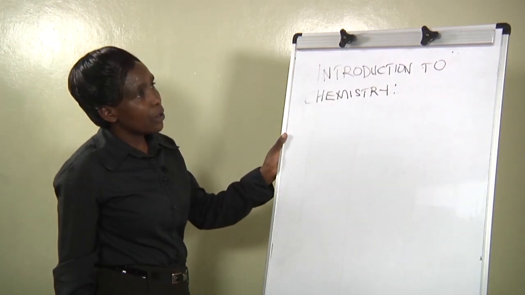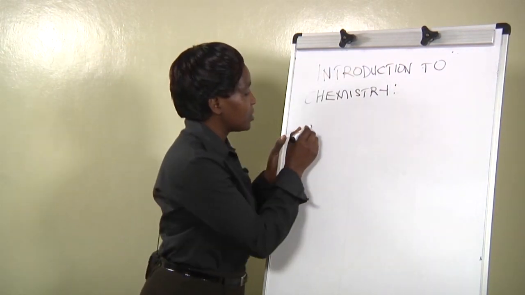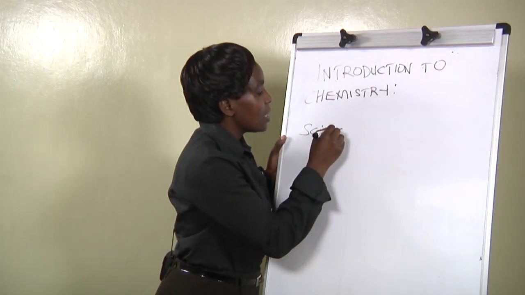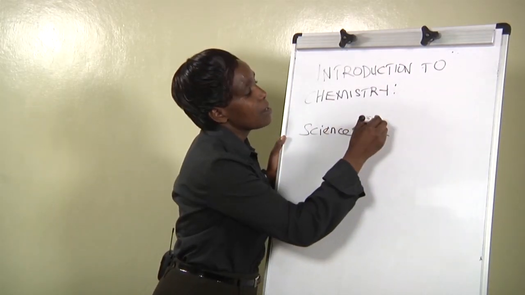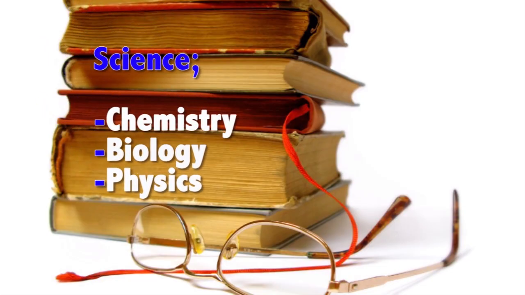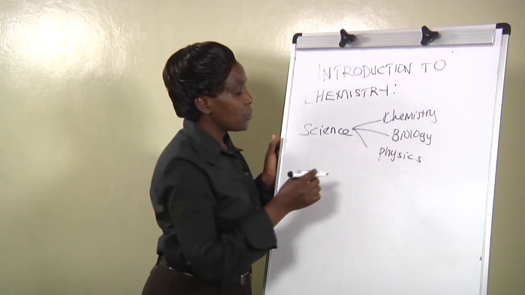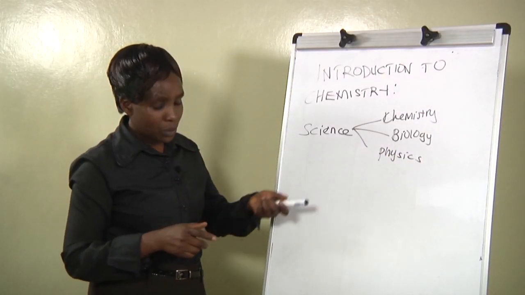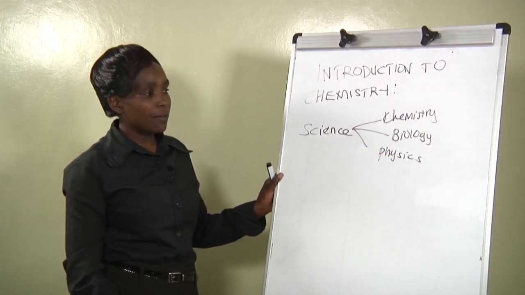is a branch of science with the other branches. If you are having a science, it is divided into three. We have chemistry, you have biology, and you have physics. So it's a branch of science together with biology and physics.